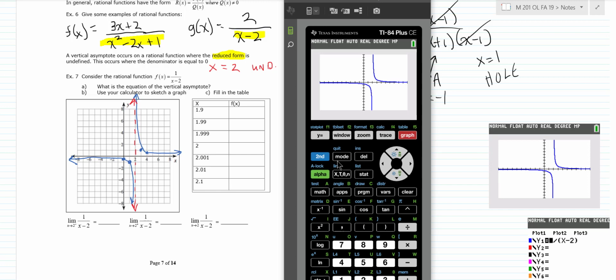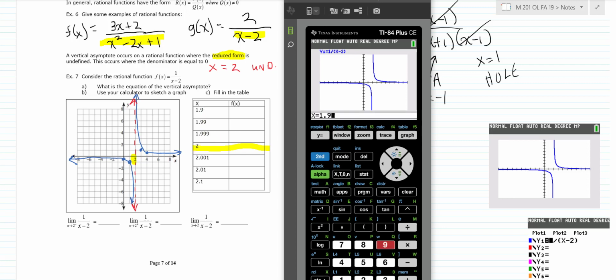Once we get the graph, what we're interested in is what's happening to this function at x equals 2. So we're going to be doing the limits around x equals 2. We're going to trace values. Let's start by getting a number that's below 2, like 1.9.